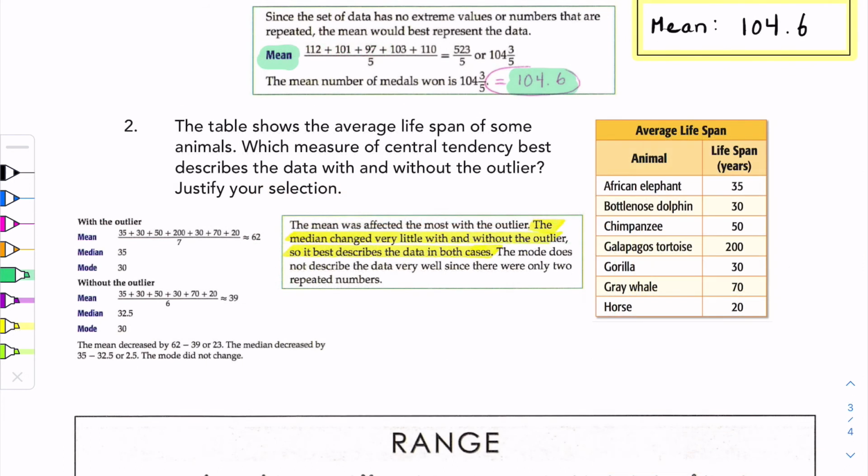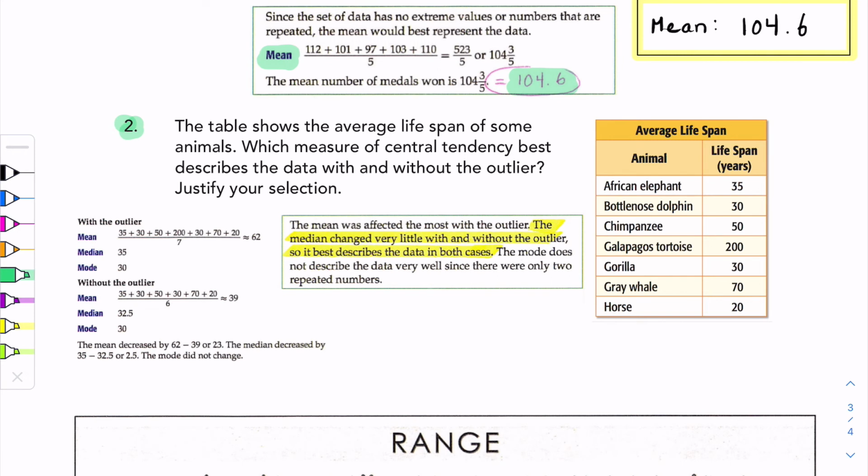For the next example, the table shows the average lifespan of some animals. Which measure of central tendency would best describe the data with and without the outlier? Justify your selection. So if we look at this table over here, we want to analyze what we have.